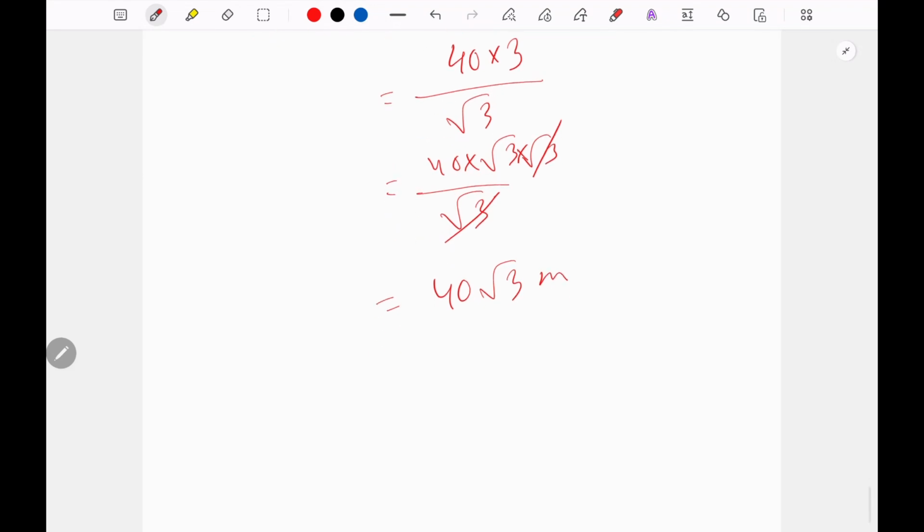Therefore, the length of the string is equal to 40 root 3 meter.